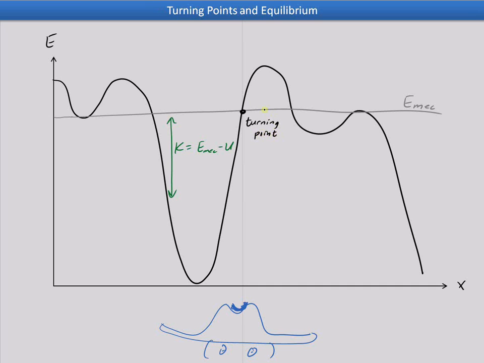What that means is the particle can't keep going to the right. It has to turn around and go back to the left. And as it moves to the left, this graph is getting deeper. It's got more and more kinetic energy. It's going faster and faster. Now it's slowing down until it stops. And then right here, there's no kinetic energy. So that's also a turning point.